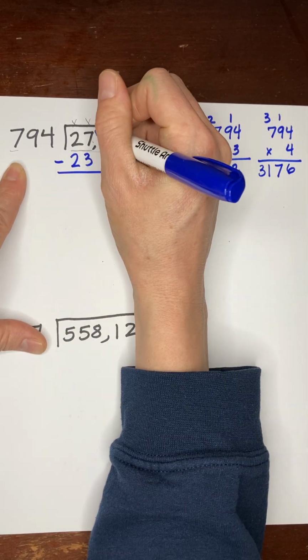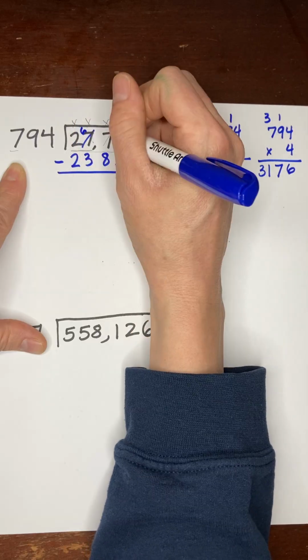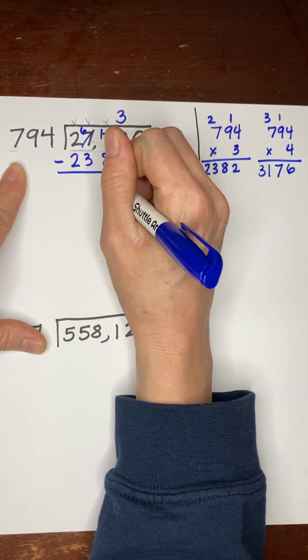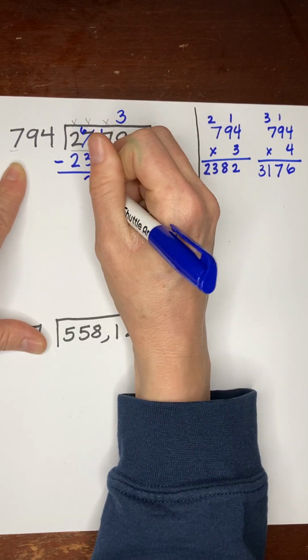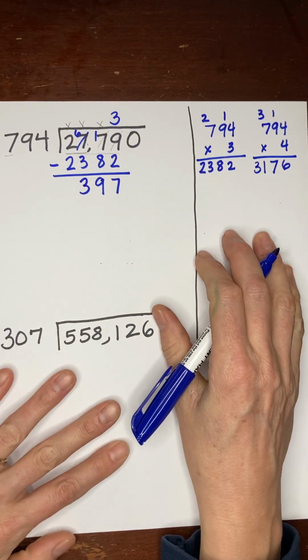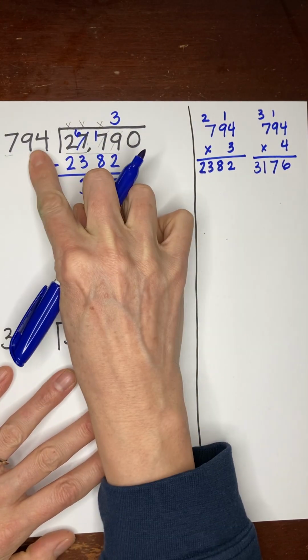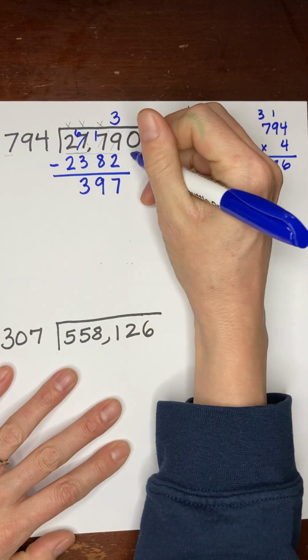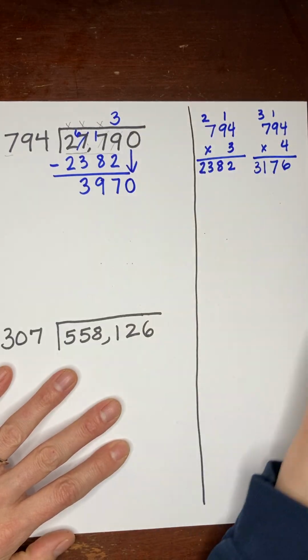I cannot do 7 minus 8, so let's borrow over here. 17 minus 8 is 9. 6 minus 3 is 3. And 2 minus 2 is 0. Okay, always checking this number is less than our divisor. It is, so we're good to go. Let's go ahead and bring down our 0.